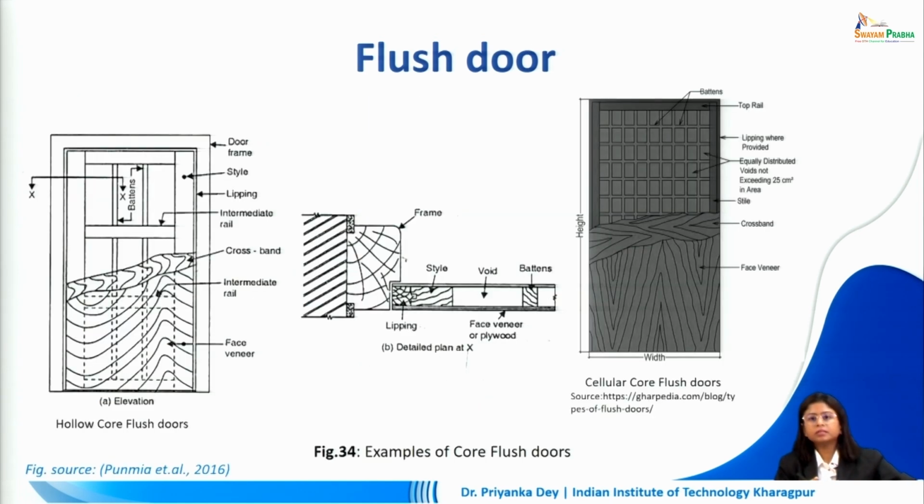So if we see what they look like, this type of network will be formed, and none of these gaps in between can exceed 25 centimeter square in area. And together, if we calculate the entire openings that are left, that cannot be more than a significant amount of the door core. In case of the hollow core option, we have battens fixed at certain intervals, and that forms the core of the door.